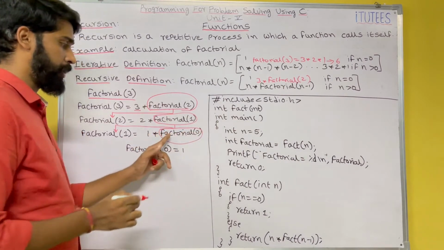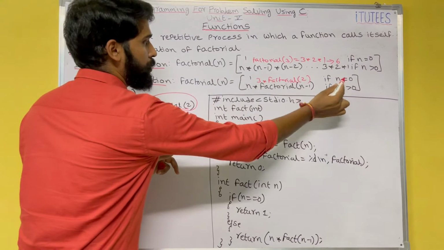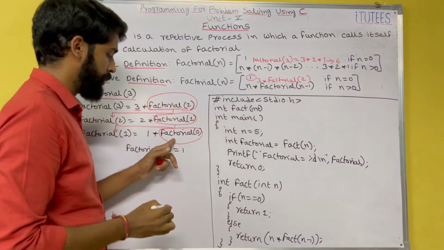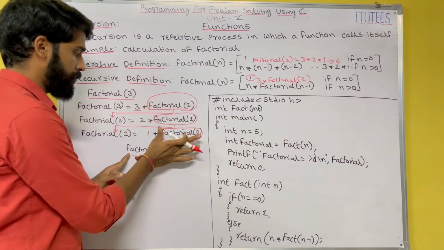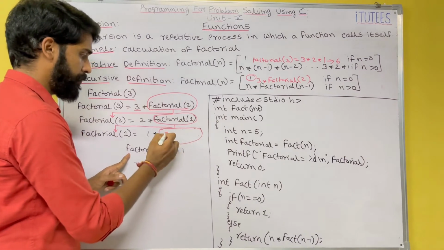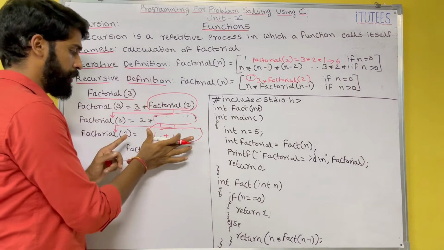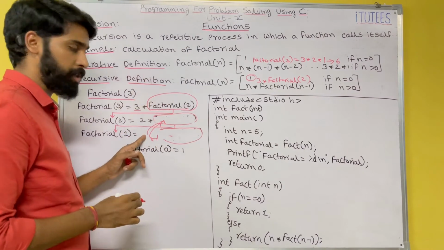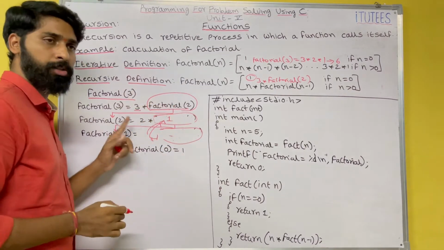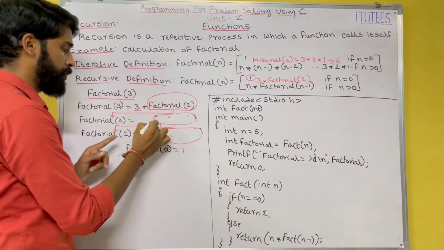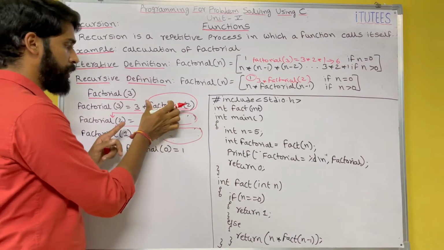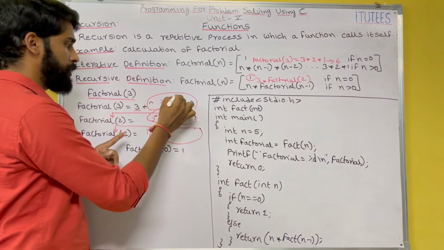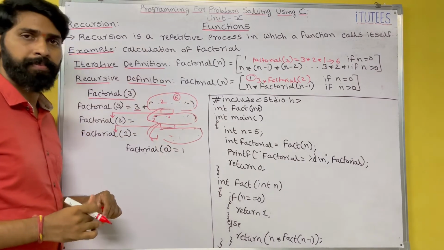Now we know the factorial of 0 here. If n equals 0, the answer is 1. So factorial of 0 is substituted with 1. 1 into 1 is 1, so 1 is returned to the previous function call. So 2 into 1 is 2. Again 2 is returned to here. So 3 into 2 is 6. 6 is the answer. Okay.